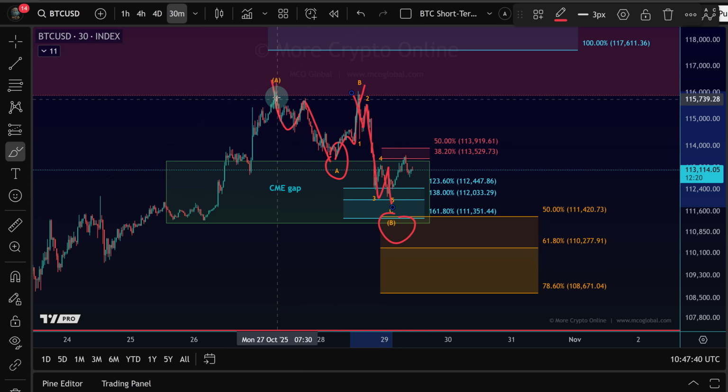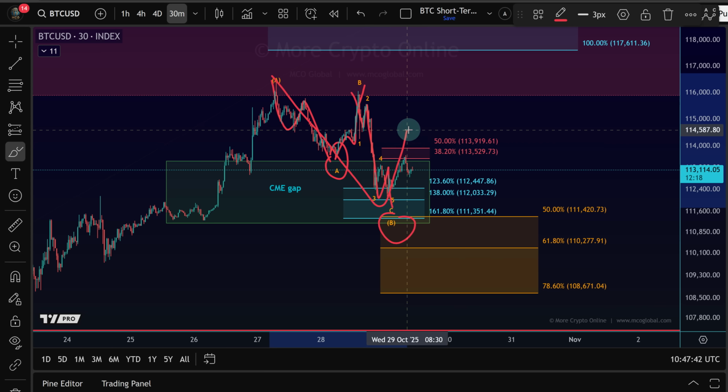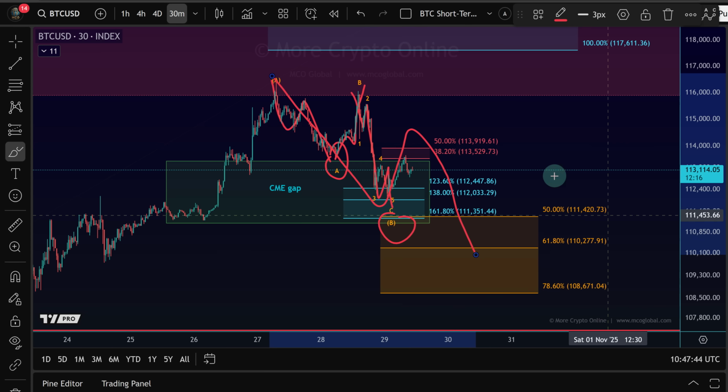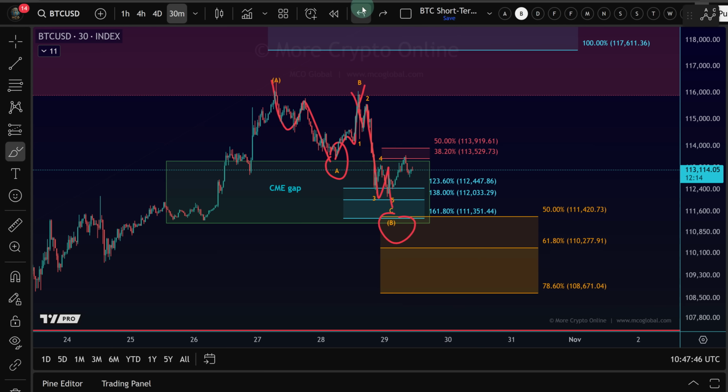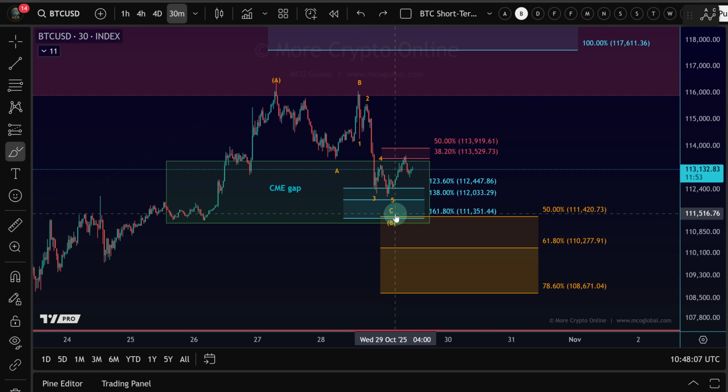I mean, there's always a scope for it to turn into a larger correction, which is why we have this support area here. So of course there's no guarantee that a low forms in this blue zone. But what is that blue zone for actually? $111,350 to $112,447. That is the ideal target area for such a decline, for the C wave.